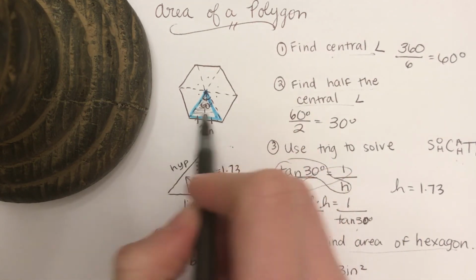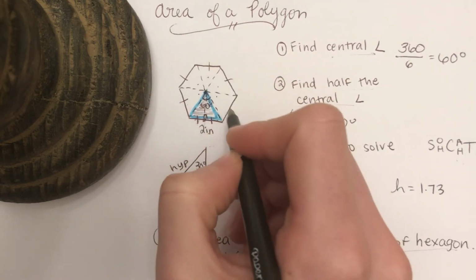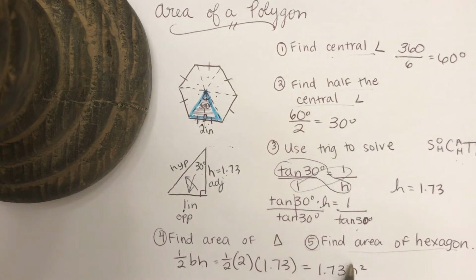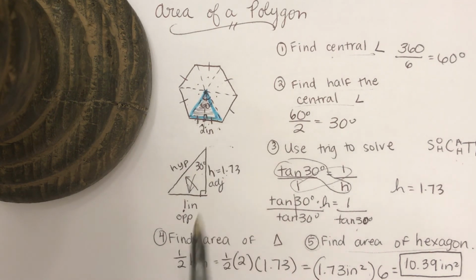And remember, these are all congruent isosceles triangles. This is a regular hexagon, so all of these sides are congruent. So I don't just have one of these triangles, I have 6 of them. So that last step is going to be to multiply by 6 because I've got 6 of these triangles, and that will give me a final area of 10.39 inches squared. Again, there's a lot going on in that problem, but the main idea is that we had to break it down into a smaller triangle and find that area first.